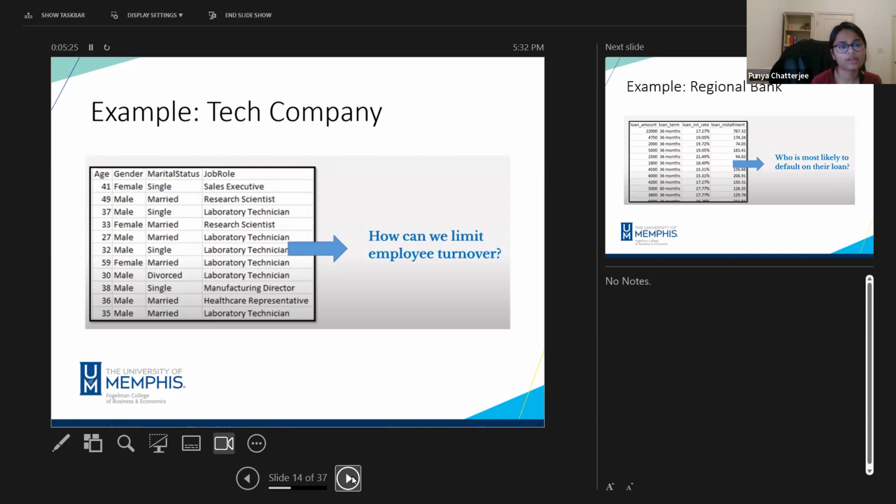Let's say Facebook, right? In companies, limiting employee turnover has been a big issue because it's very expensive for companies if an employee quits. So HR people take a look at, this section of analytics is called HR analytics. They would take a look at the profiles of people who have left the job and try to figure out what might have caused them to leave the job, right?